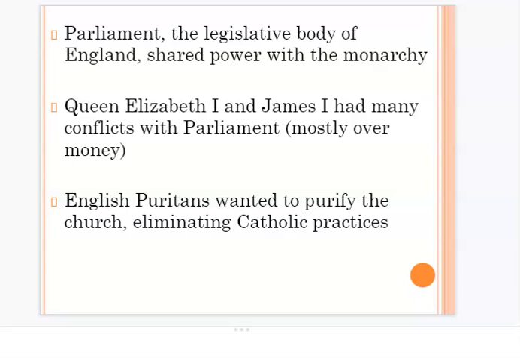Kings and queens have had constant conflict with Parliament, especially over money, because Parliament controlled the purse strings. But you also have the Puritans, those guys we talk about around Thanksgiving. Puritans are English Protestants who want to purify the Anglican Church. So they want to get rid of any of the Catholic practices. Remember how Elizabeth the First combined Protestant and Catholic.